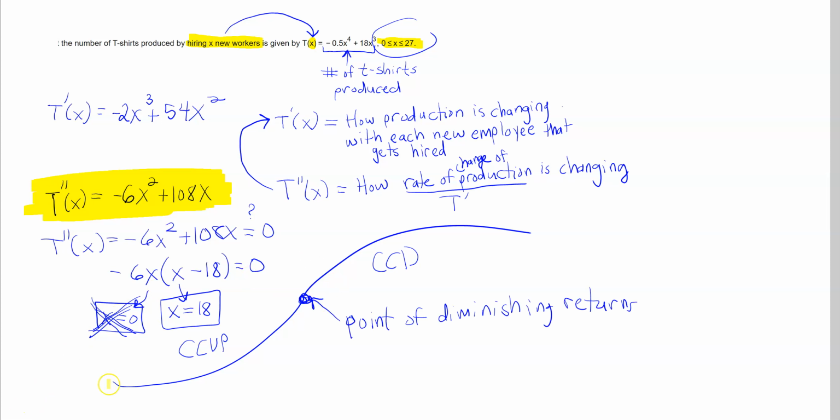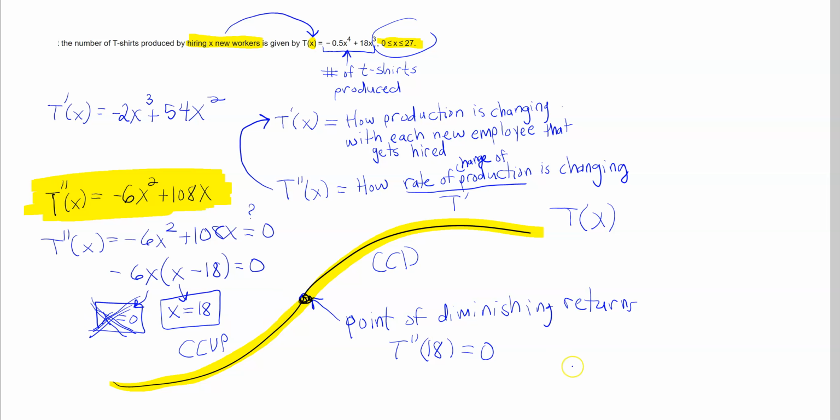Okay, so I've labeled here on the graph, this little graph that I sketched right there, this is of the original function, T of x. And that point of diminishing returns, that's where the second derivative is 0, and that's happening when x is 18. Okay, so that's your point of diminishing returns right there. That's where I'm going to switch from concave up to concave down, but we need to confirm that.